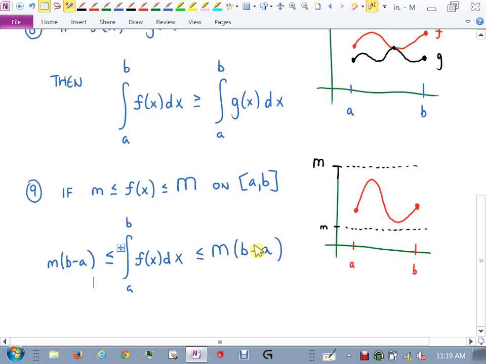Big M times b minus a is that area under there, isn't it? Everything there, yellow? That's definitely bigger than the area under the curve, which would be this area, right? Which is definitely bigger than the area underneath little m, which is that one, right? So the yellow is more than the green, which is more than the pink. That's all that's saying.